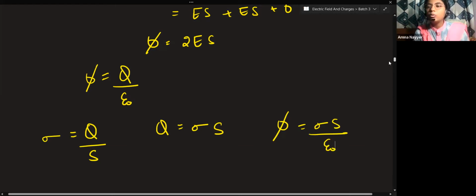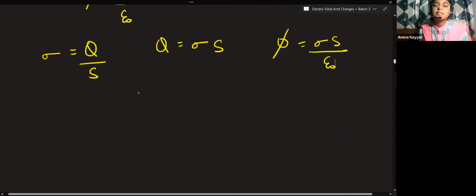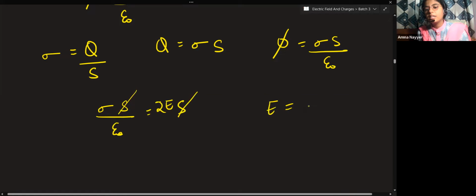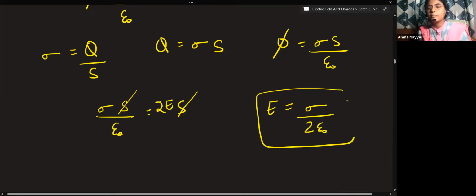Now let's equate 2ES with this. This is very important. This is used in your second chapter. This will be utilized throughout. I told you in the last class only, continuous charge distribution. This is utilized in your whole 12th standard. This was 2 times ES. So see, surface area gets cancelled. Electric field is sigma by 2 epsilon naught.